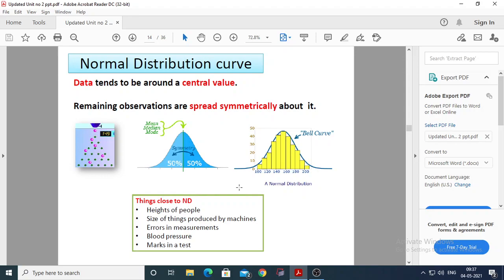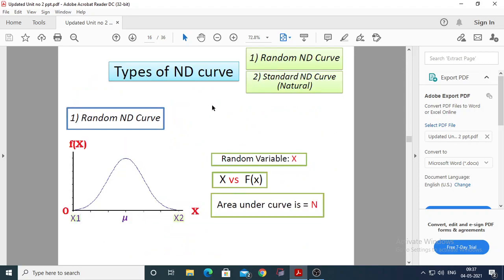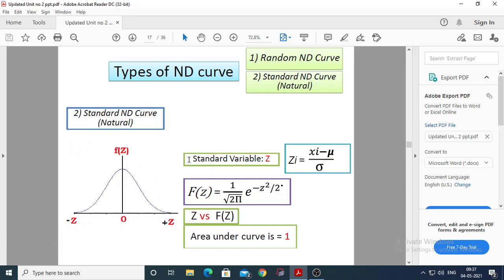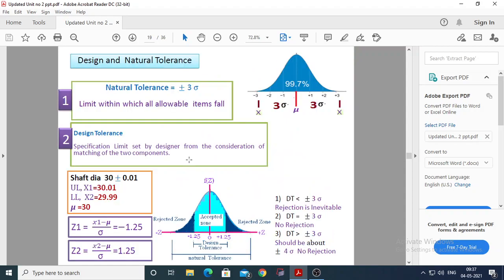Then we saw the types of the normal distribution curve. There are two types: the random normal distribution curve and the standard normal distribution curve. We saw the difference between the normal and standard normal distribution curve. Today we will see some examples on that.